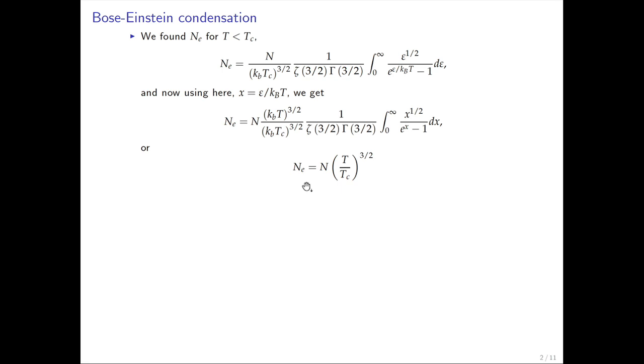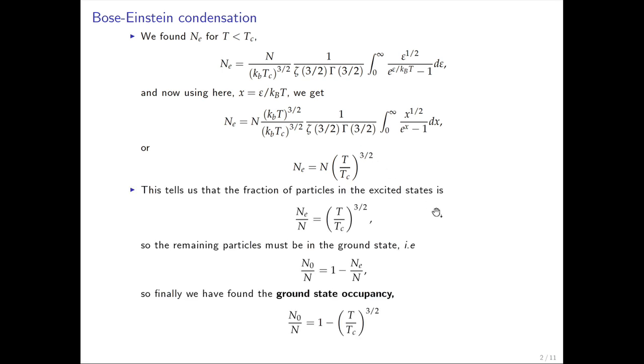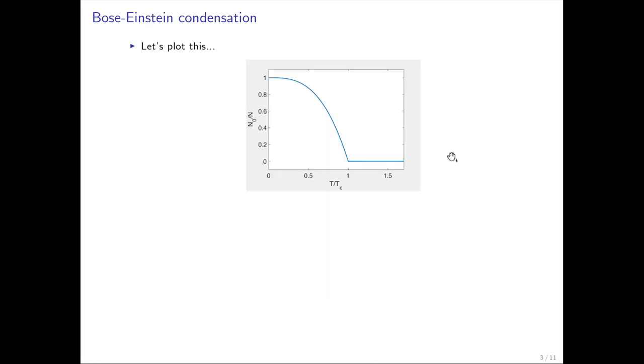And in the end, we find that the number of particles in the excited state is N times some factor that's less than 1. Of course, when T is less than Tc, this factor is less than 1, and so to the 3/2 power, it will be less than 1. And this tells us that if we look at the fraction, which is the number of particles in the excited state divided by the total number, it's basically T over Tc to the 3/2 power. And so, of course, the remaining particles must be the fraction in the ground state, and that gives us this equation for the ground state occupancy, or the fractional number of particles in the ground state, that has this dependence. And we plotted that, and it looked like this.